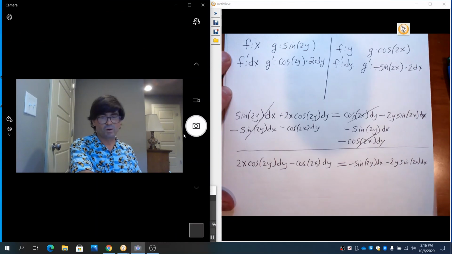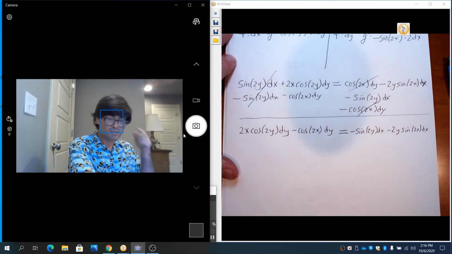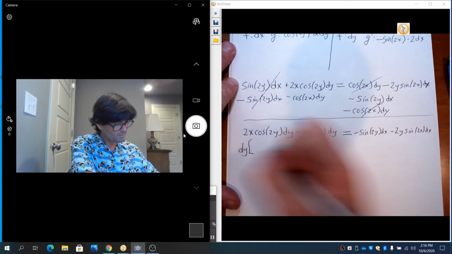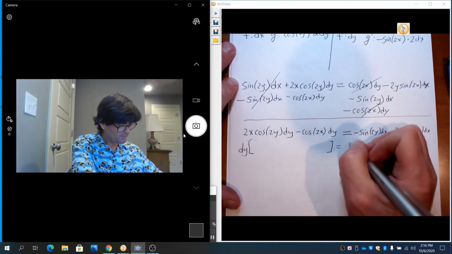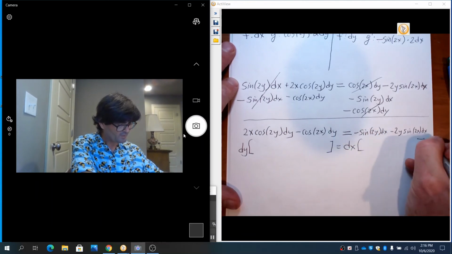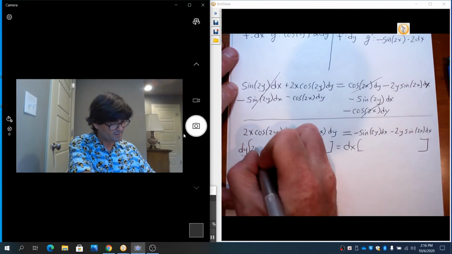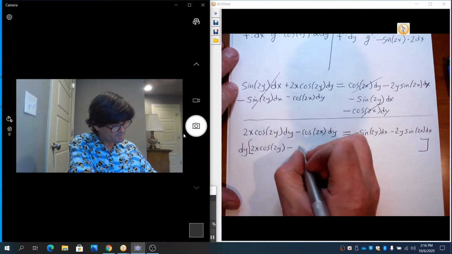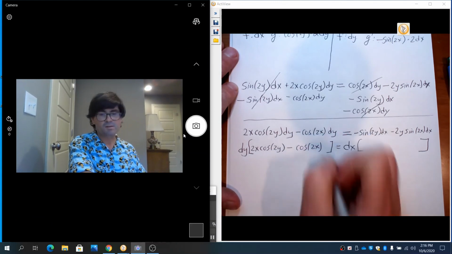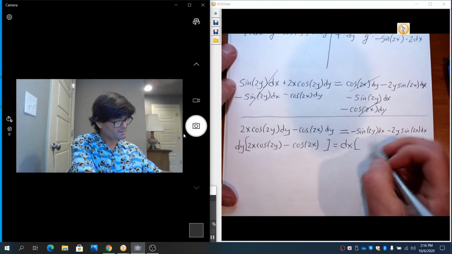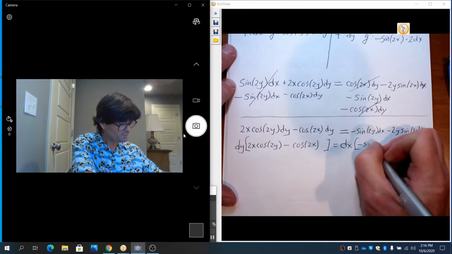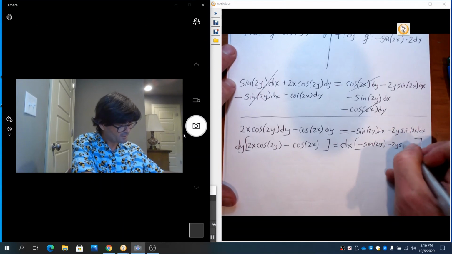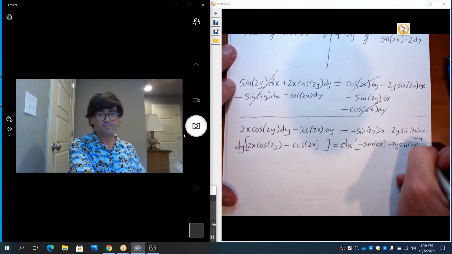All these sines and y's and who knows. But the good news is that we've got all the dy's together. We got all the dx's together. We're going to factor out all the dx's and dy's. So we'll get left over 2x cosine 2y minus cosine 2x. Over here, I take the dx out and I get minus sine of 2y, and then minus 2y sine 2x.